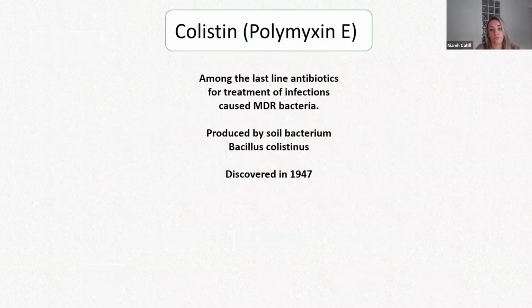So as you'll have heard from the other speakers in this session, antimicrobial resistance is a global public health concern. It's one that's continuously escalating and limiting treatment options. So colistin is among the last line antibiotics for treatment of infections caused by multi-drug resistant bacteria. It was produced by a soil bacterium and it was first discovered in 1947.